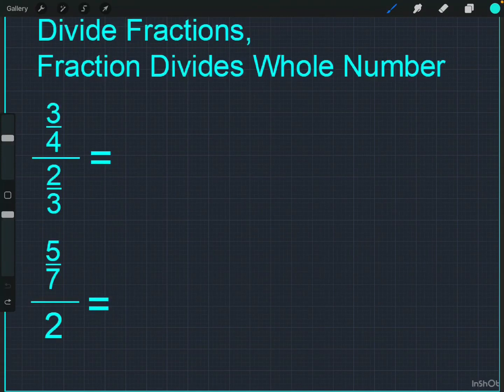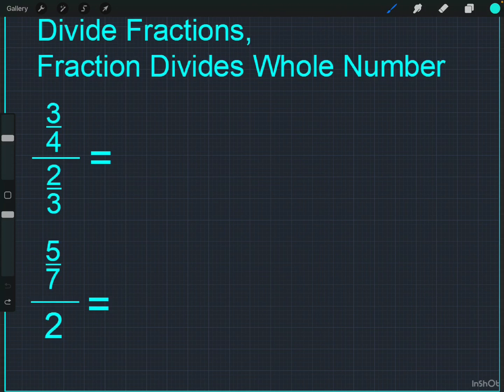Hi guys, in this video I will show you how to divide a fraction by a fraction, a fraction by a number, or a number by a fraction. As usual, you need a piece of paper and a pencil to go along with me. Alright, let's go ahead to the first fraction.